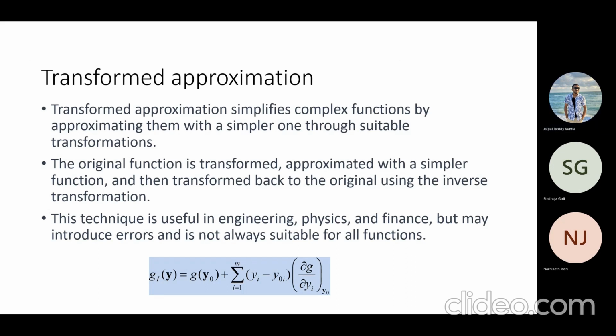Transform approximation simplifies complex functions by approximating them with a simpler one through a suitable transformation. The original function is transformed, approximated with a simpler function, and then transformed back to the original using the inverse transformation. This technique is useful in engineering, physics, and finance, but may introduce errors and is not always suitable for all functions. So the transform approximate equation is as shown in the slide.